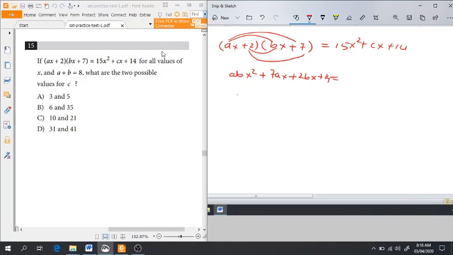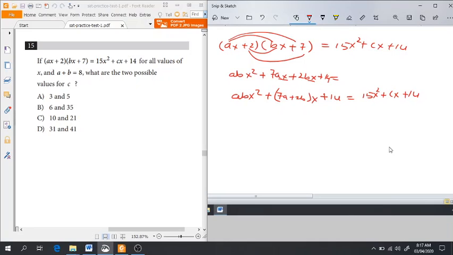Okay, so now this will be written as abx². x is common in both, so you can write it as (7a + 2b) times x, plus 14, is equal to 15x² + cx + 14.